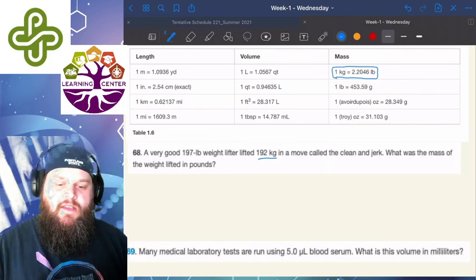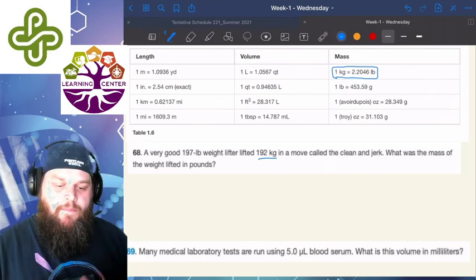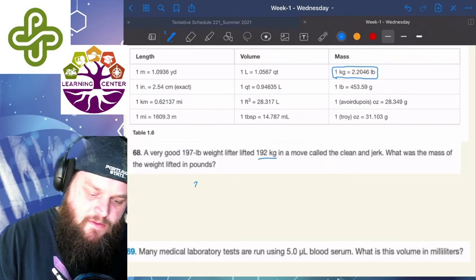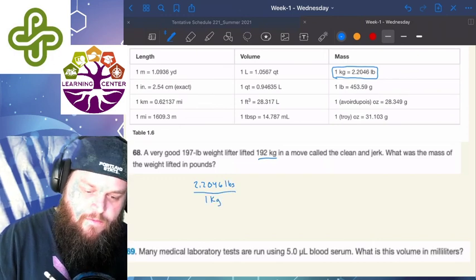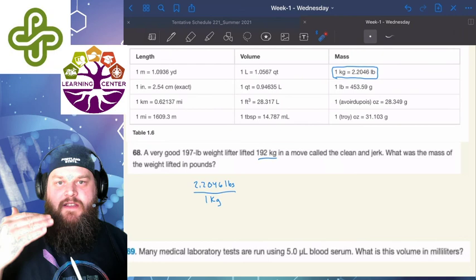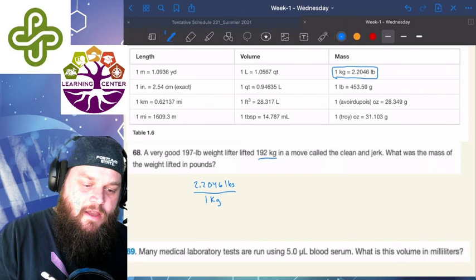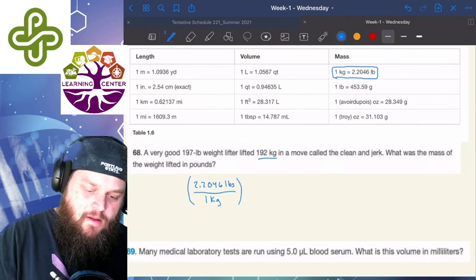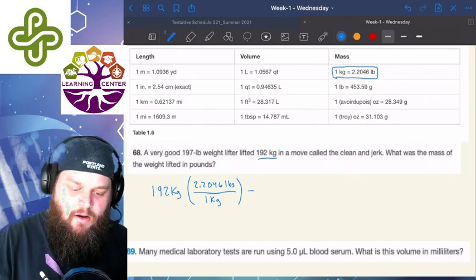So 1 kilogram is equal to 2.2046 pounds. And we can write that as a fraction where 1 is over the other. So if I write that as 2.2046 pounds divided by 1 kilogram, the value of this fraction is really equal to 1, because the numerator is equal to the denominator. Anytime you have that, your fraction is equal to 1. But we can use that to multiply our 192 kilograms to get our answer in pounds.